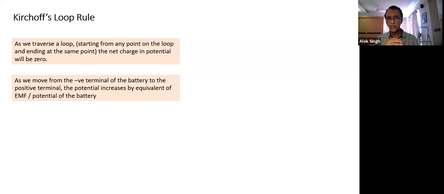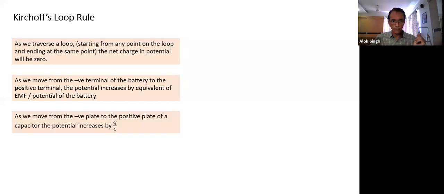So far, we have dealt with two kinds of electrical equipment. One is battery and one is capacitor. So when we move from the negative terminal to the positive terminal of the battery, potential increases by an amount equal to the potential of the battery, which is called the EMF of the battery. So when we move from negative to positive terminal, we have a change in potential that is positive. When we move from positive to negative, we have to take it as negative. Very common sense, simple thing.